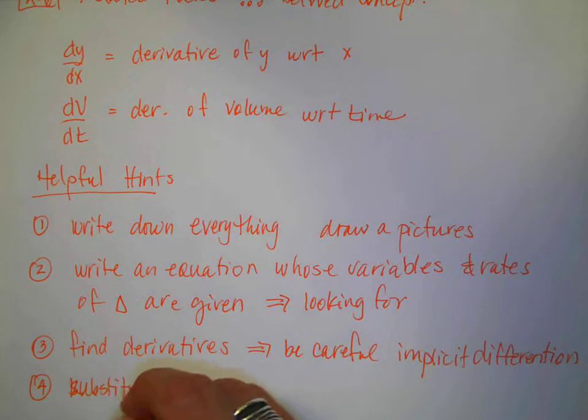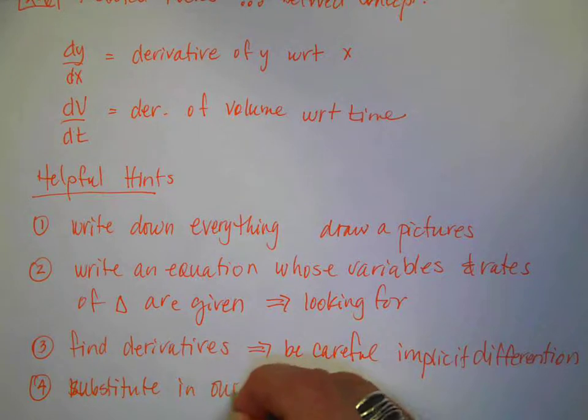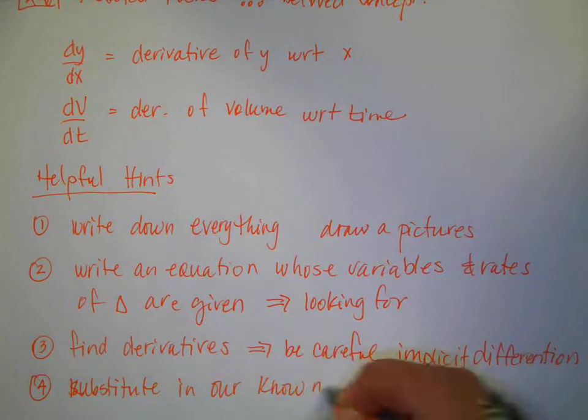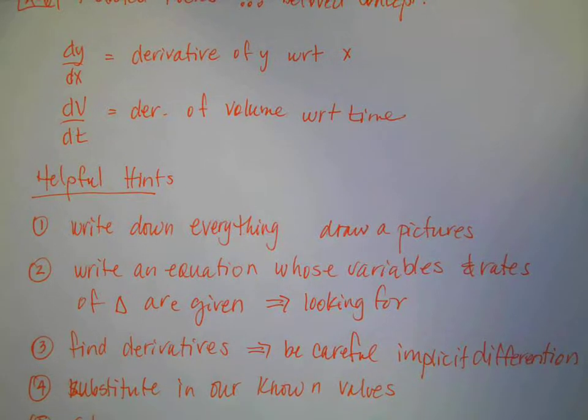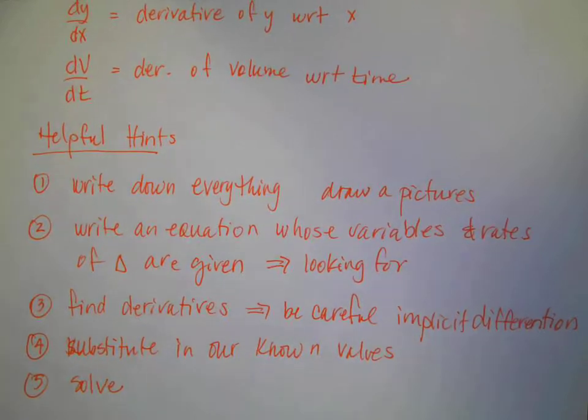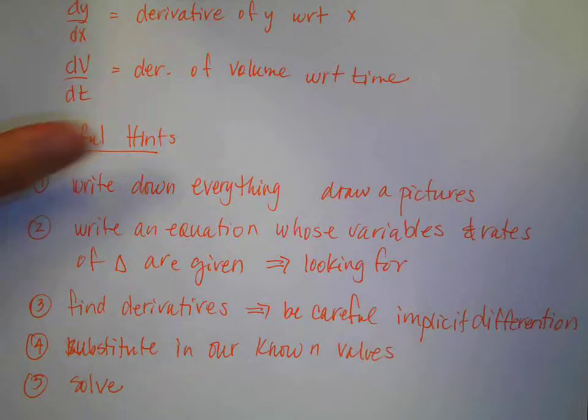The next thing that we're going to do is substitute in our known values, and then I'm going to solve. The one piece about related rate problems that gets to be fairly difficult is sometimes once I write an equation, I have too many variables and I don't have enough input, so then I often have to write an equation that will help me to eliminate the extra variable.